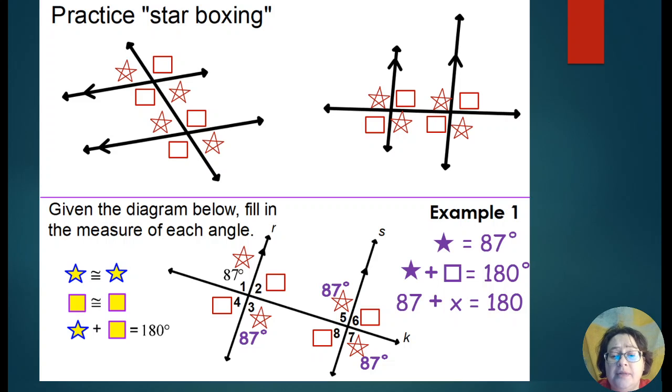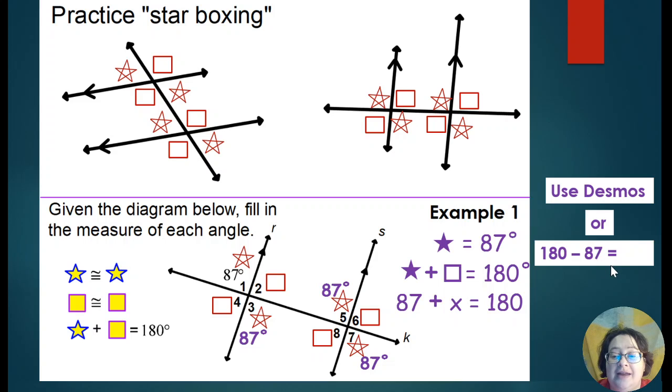So I can do a couple of different things here. I can either use Desmos and type in the whole thing and find my answer that way, or some people will just take 180 and subtract 87. And when you do that, you get back 93. So either way you do it, you get back that x equals 93. Now, I know that's the box. So my box is equal to 93 degrees. So wherever I see a box at 2, 4, 6, and 8, I can write in 93 degrees.